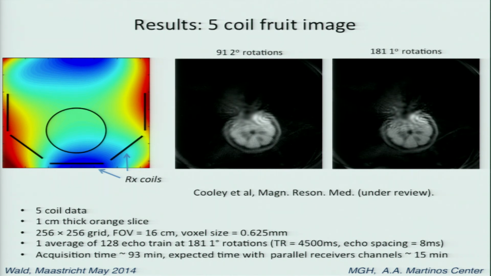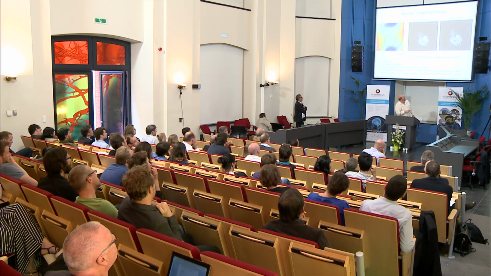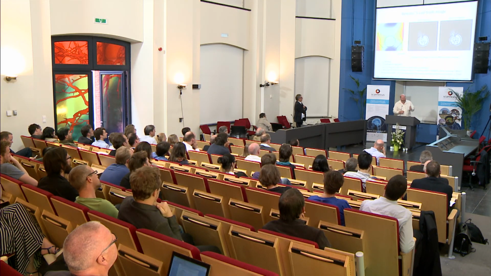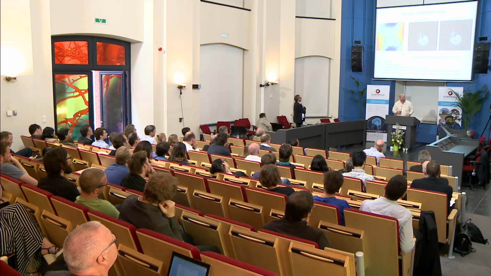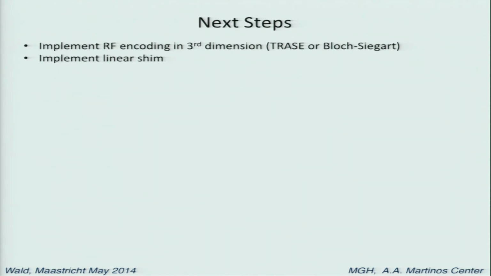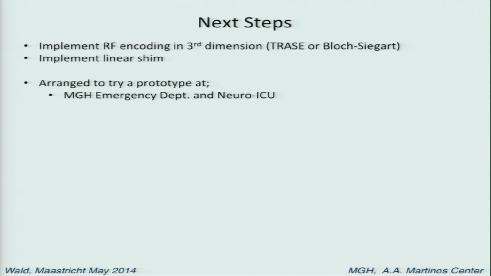These are rather long images, but we don't have parallel receive, so we have to repeat it, one for every receive channel, and that's a little tedious. So it would be 8 times faster if we had a real console. So our next step is to implement encoding in the third direction with RF encoding. There's several published ways to do that. We'll implement this linear shim to get rid of the encoding hole. And we've arranged to try a prototype at the MGH emergency department in Neuro ICU.